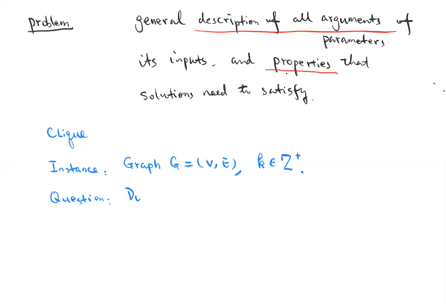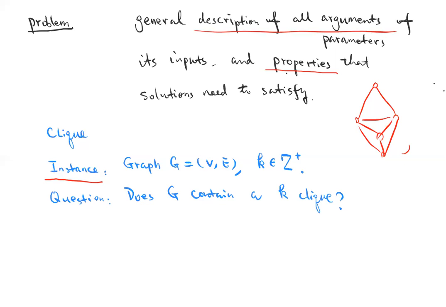So does G contain a k-clique? That is, a complete subgraph on k vertices. So that's how we define a decision problem. We have a general specification of its instance and then ask a question. A particular instance is obtained by giving particular values for its parameters. Once we give particular values for its parameters, we get an instance. So for example, here we have an instance of a clique problem, maybe with k equals 4. That's a particular instance of the clique problem.